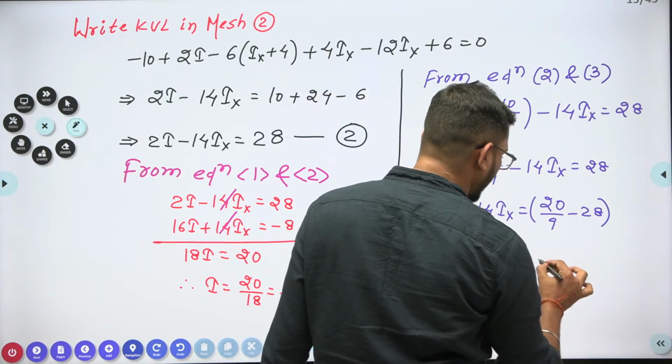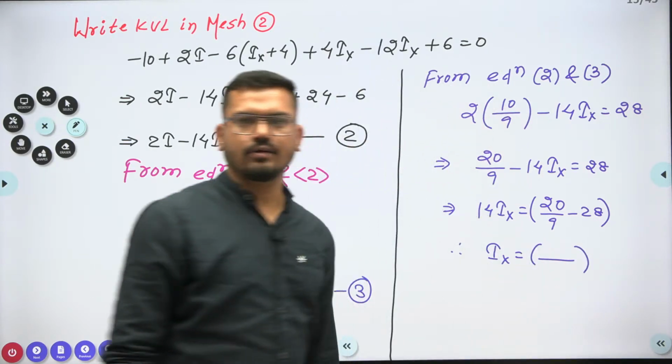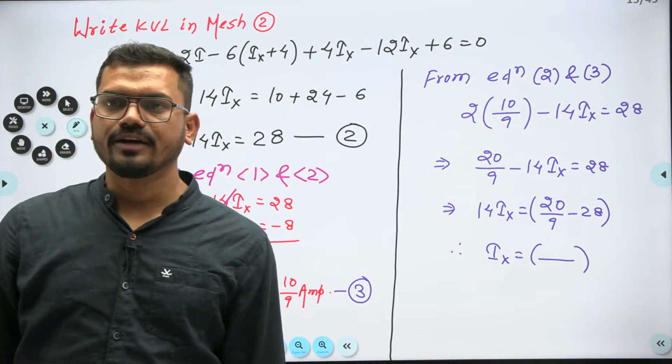Just find the value of Ix. Just calculate this value only. Minus 1.84.